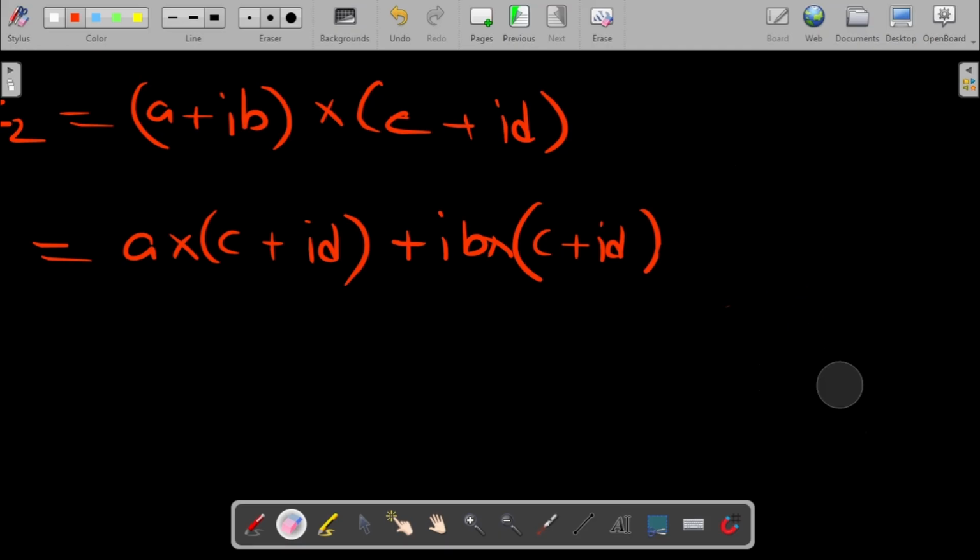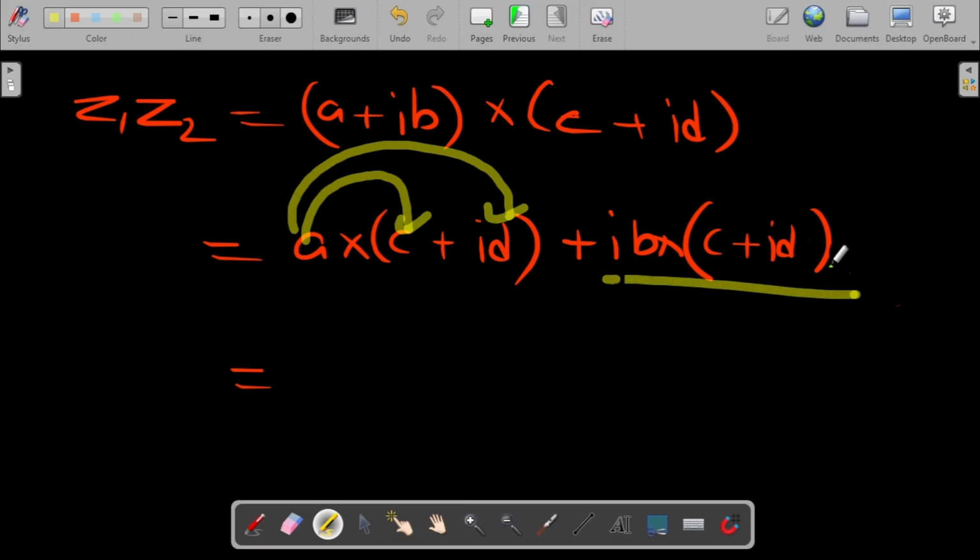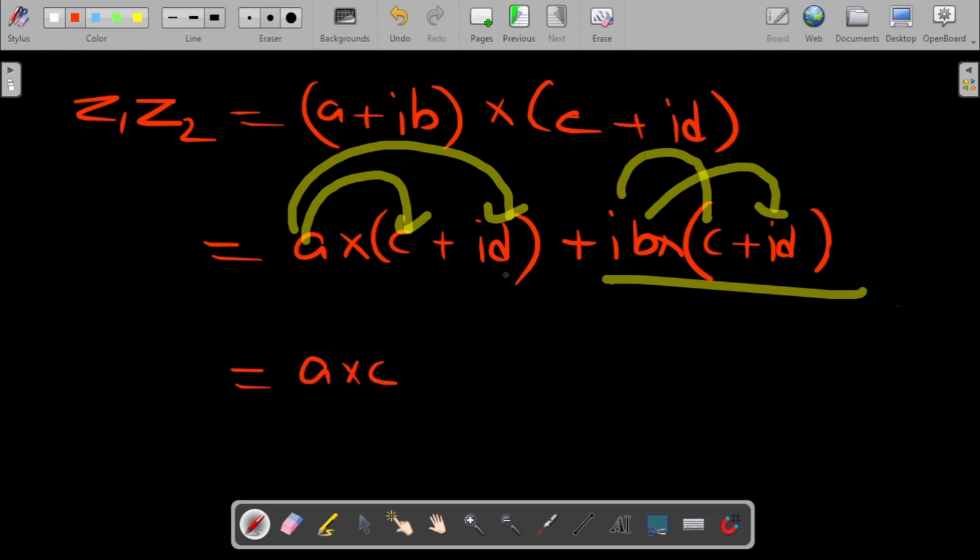Now again we use the distributive property of multiplication. So here A multiplied with C and A multiplied with iD, and here also we use the distributive property, iB multiplied with C and iB multiplied with iD. So A multiplied with C, and A multiplied with iD is iAD, then iBC, and iB multiplied with iD.